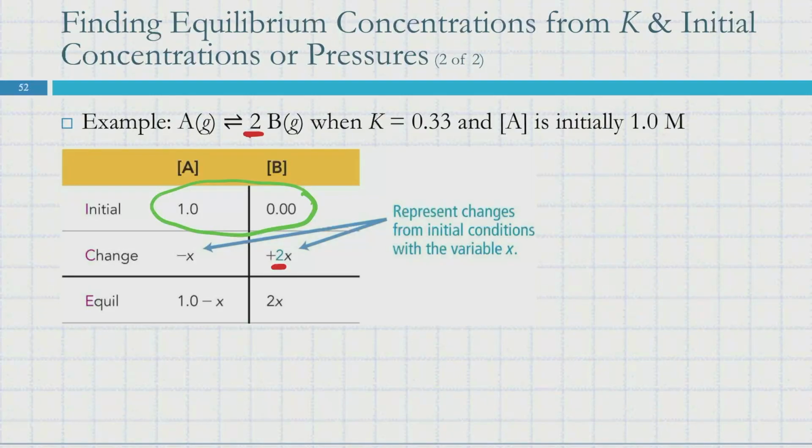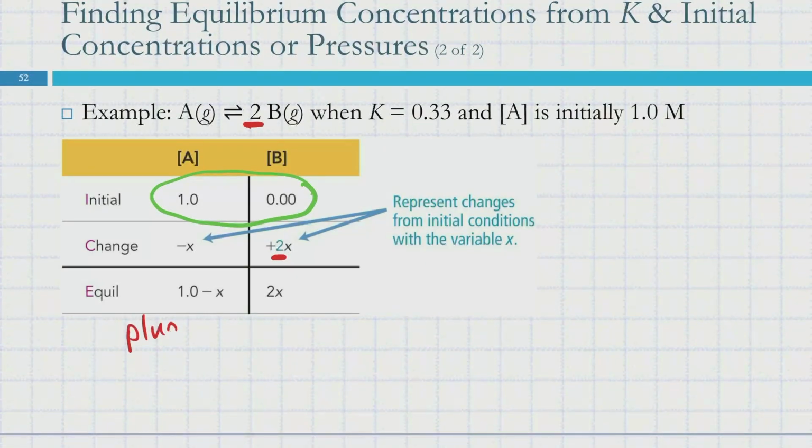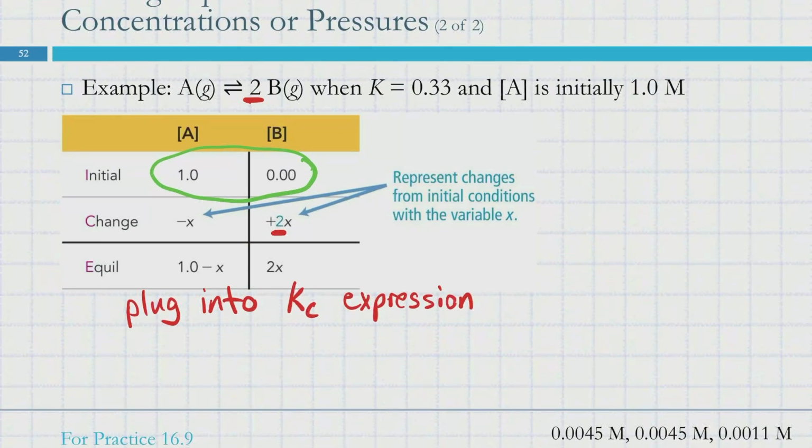And then we plug it into our K expression. And it was at this point in time, when I was reviewing the slides, that I remembered, oh yeah, that's why I have a negative gut reaction to ICE tables. So let's look at what this looks like. Our K is going to be concentration B squared over the concentration of A. Nice and simple.